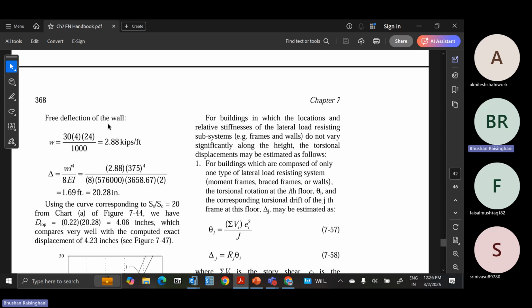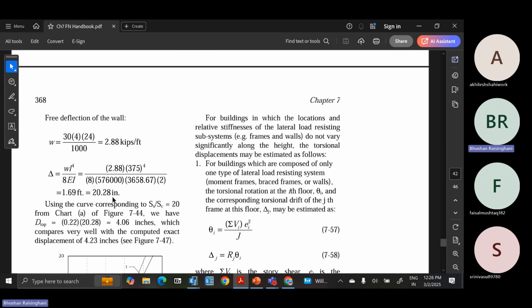Free deflection of the wall is, let's say, 30 into 4 into 24. So this was the cantilever. What is the displacement of the wall? Now delta is equal to WL^4 upon EI. So that we already know; this formula exists for the shear walls.